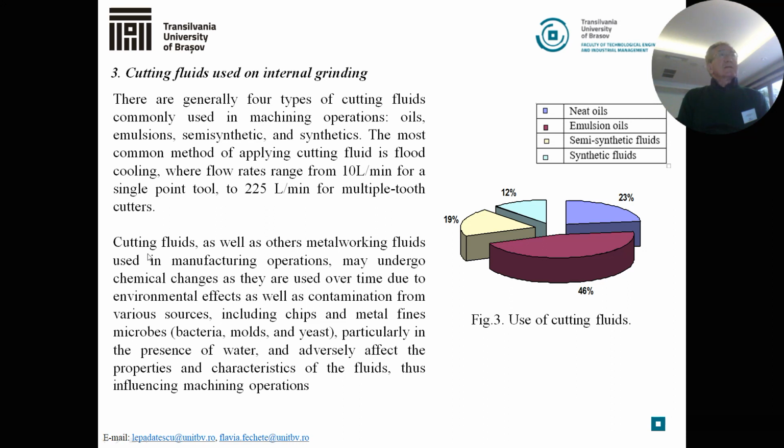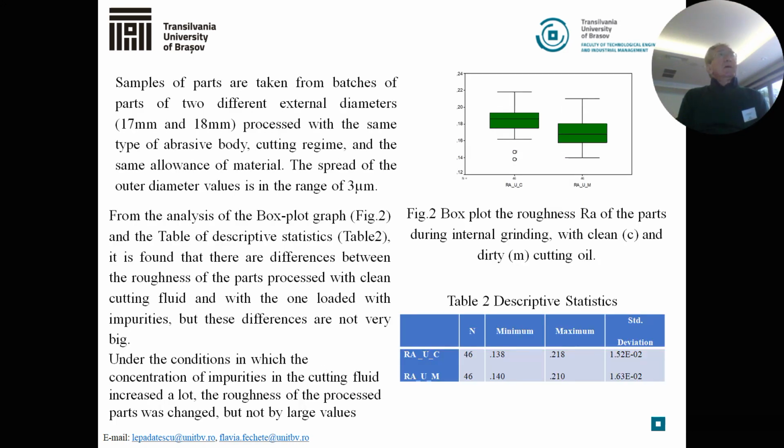Cutting fluid, as well as other metalworking fluids used in manufacturing operations, may undergo chemical changes as they are used over time due to environmental effects, as well as contamination from various sources, including chips and metal fines, microbes, bacteria, mold, and yeast, particularly in the presence of water, and this adversely affects the property and characteristic of the fluid, thus influencing machining operation. Samples of parts are taken from batches of parts.